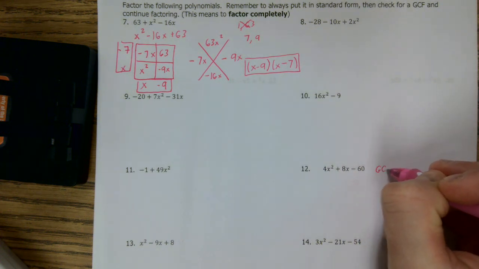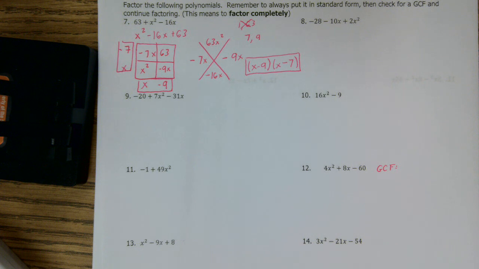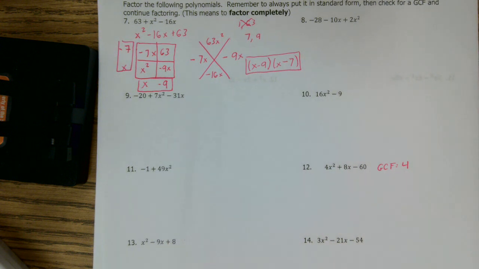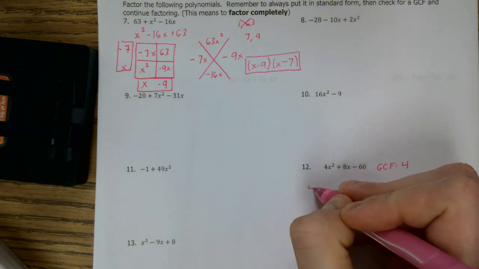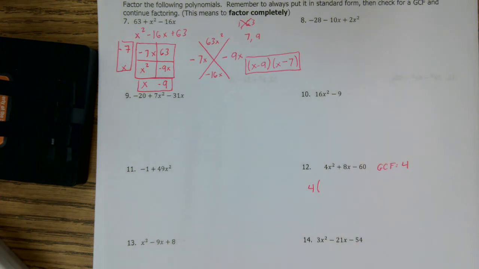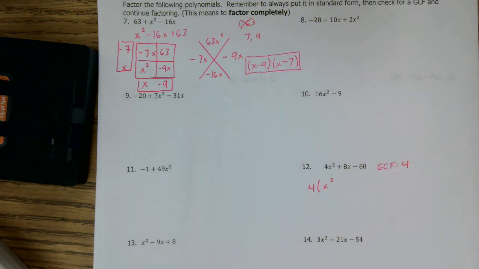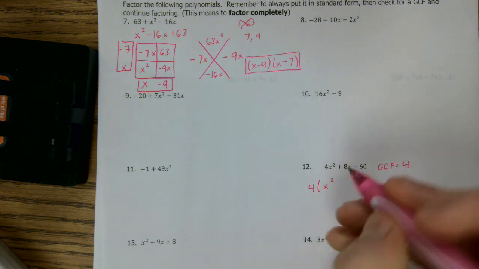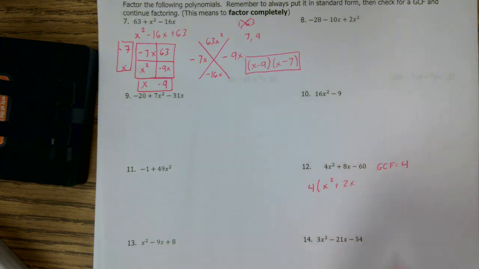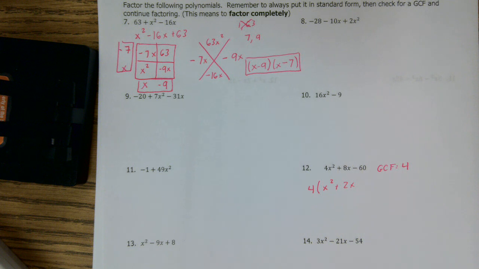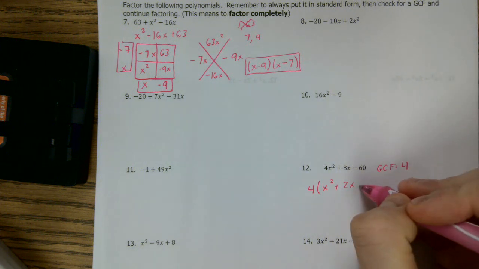If we look here, all of these things are divisible by a value, right? In this case, they're all divisible by 4. So I can take out a 4 from every single one of these terms. If I rewrite it a little bit and pull out a 4, I'm going to be left with just x squared on the inside from 4x squared. For my 8x, I'm going to have a positive 2x. And from a negative 60, I'm going to have a negative 15.